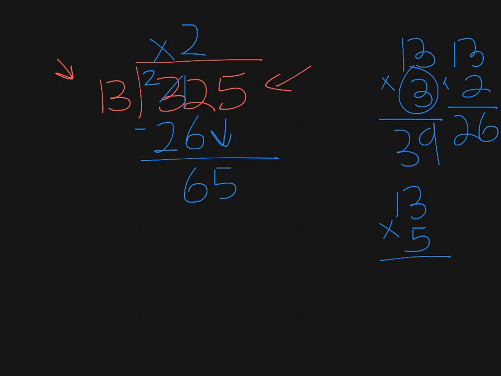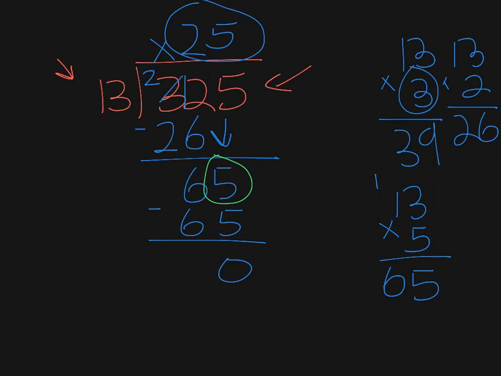The reason why I want to try 5 is because I know this has to end with a 5, and I know 3 times 5 is going to be 15. There's my 5. Okay, I carry my 1. 5 times 1 is 5. Add 1 is 6. And I knew it. My 5 goes up top. 65 minus 65 is 0. There's no remainders. Our quotient is 25.